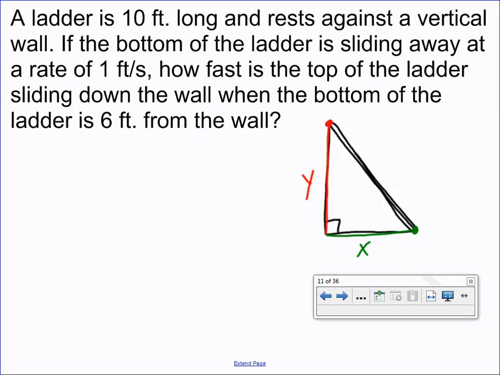So now that we have our variables, what's our known rate? What's our known rate in terms of the variables that we have? Hayden? dx/dt equals 1 foot per second. Absolutely. As we've drawn it, we know that our known rate is dx/dt equals 1 foot per second. So our known rate, I'm going to write that down. dx/dt equals 1 foot per second.